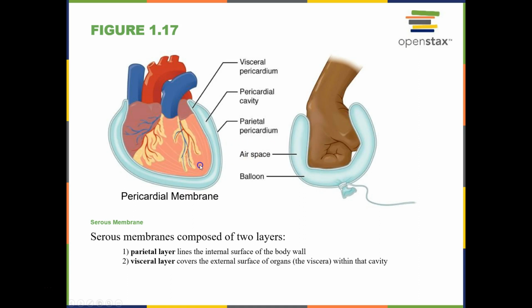Surrounding our heart, we have the pericardial membrane, composed of a visceral and a parietal layer. PC, parietal, would be out here. VO, visceral, would be inside. The function of serous membranes is to reduce friction as the organs move past each other. So these organs are constantly in motion, and there's a lot of stuff in our body. So we need to have protections around those organs so that they can slide past each other without damage.